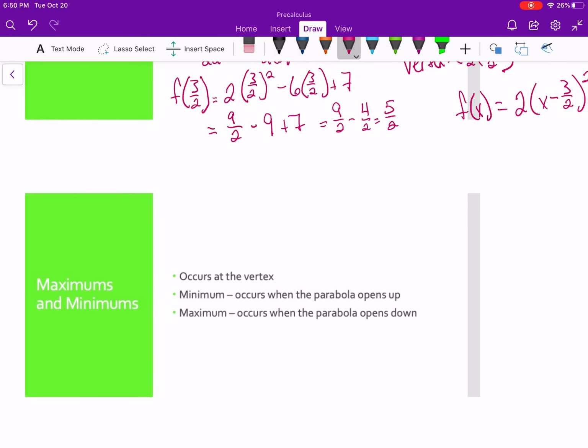So maximums and minimums occur at the vertex. A minimum occurs when the parabola opens up, and a maximum occurs when a parabola opens down. Remember, the minimum and maximum we're talking about is the y value. The x value tells us where it occurs. If you just give me a point, that's totally fine.